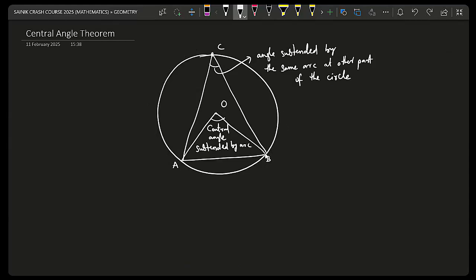So there is a relation between these two angles, the central angle and the angle subtended by the arc at the other part of the circle. The central angle is always twice. That means 2 times that angle.